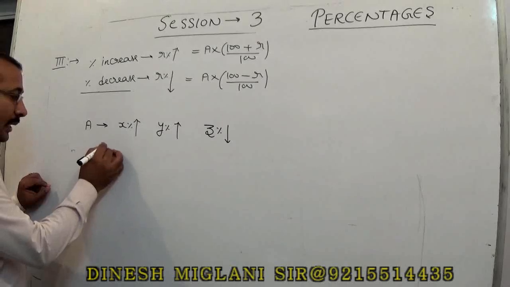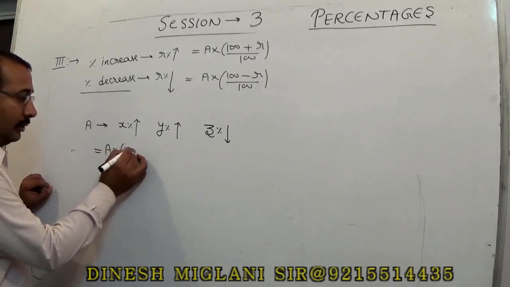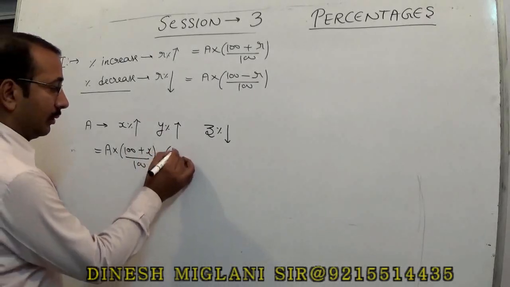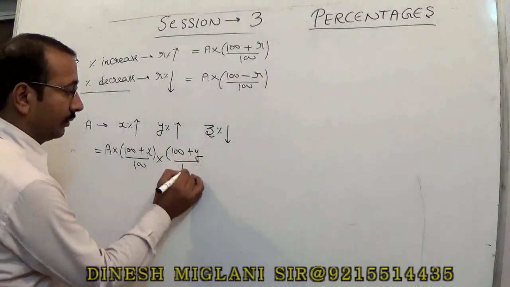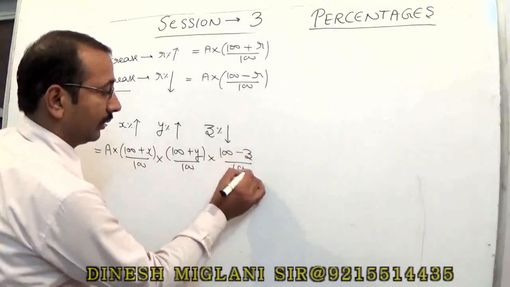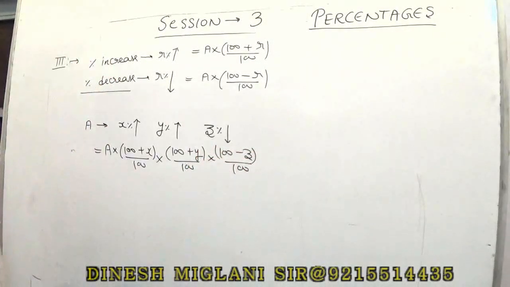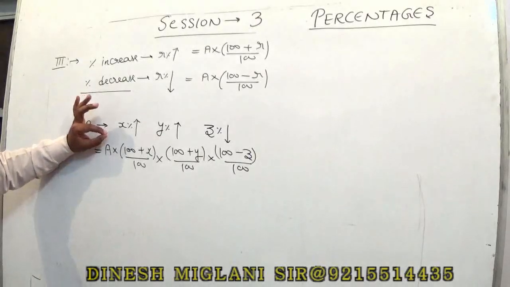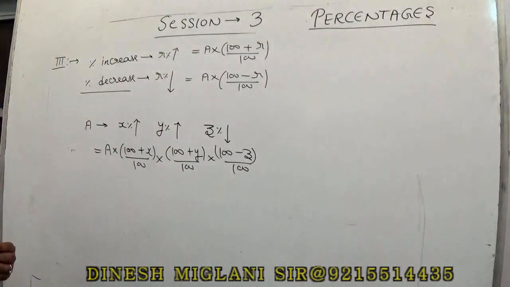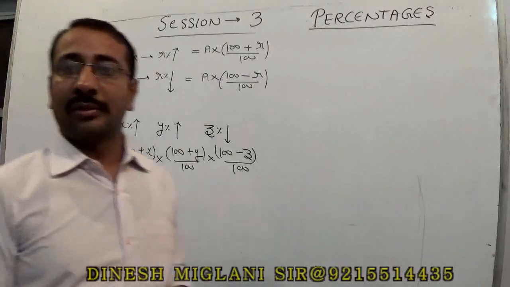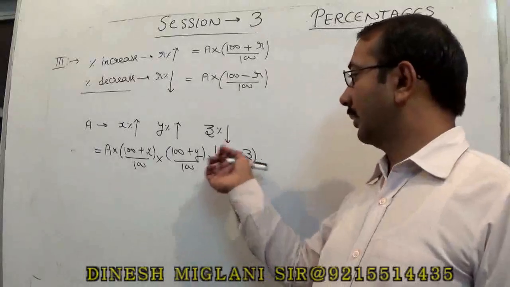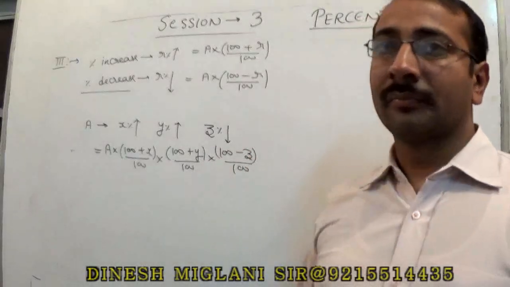So you can take it as A into (100 plus X) divided by 100 into (100 plus Y) divided by 100 into (100 minus Z) divided by 100. That's your answer. If you have to make X% increase, then Y% increase, then Z% decrease, your answer would be A into (100 plus X) upon 100 into (100 plus Y) upon 100 into (100 minus Z) upon 100.